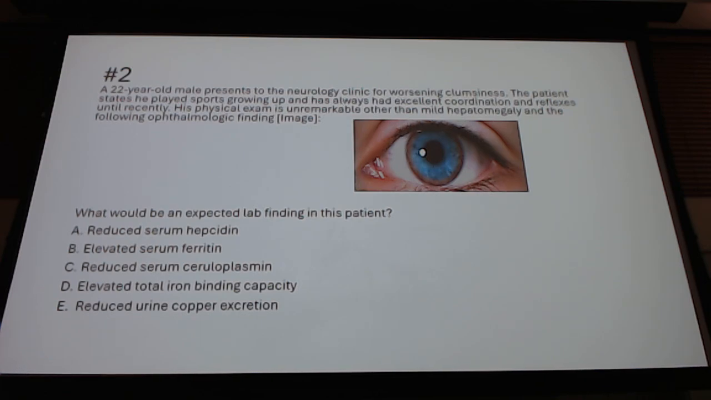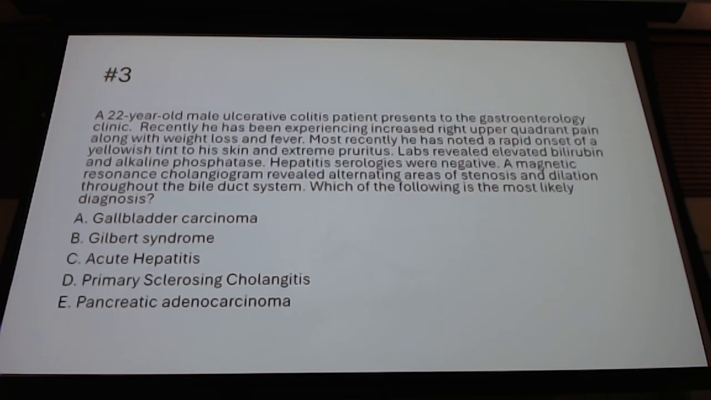Now we know that this is from too much copper, right? So we can pretty much eliminate all the things that relate to iron as far as hepcidin, ferritin, and elevated total iron binding capacity. So are we C or are we E? Or C. So remember E, it's actually an increase in urine copper excretion. Good job, Wilson's disease. Wilson!